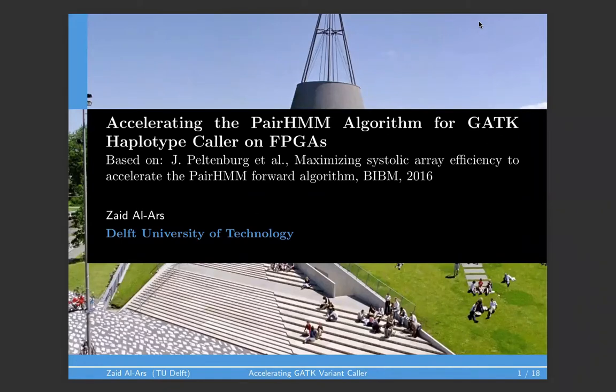This is a lecture from the OpenCAPI Big Data Acceleration course. The lecture will address how to accelerate the pair HMM algorithm used in the GATK haplotype caller on FPGAs. My name is Zaid Al-Ars, and I'm from the Delft University of Technology in the Netherlands. The lecture is based on a paper by Peltenberg et al. on maximizing systolic array efficiency to accelerate the pair HMM forward algorithm.